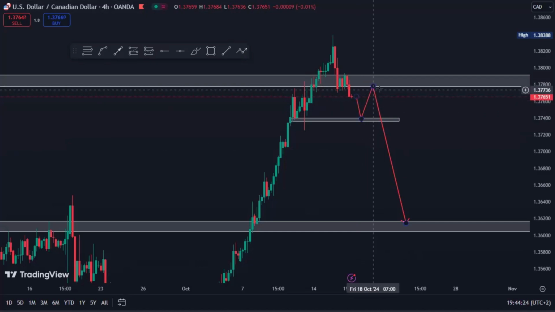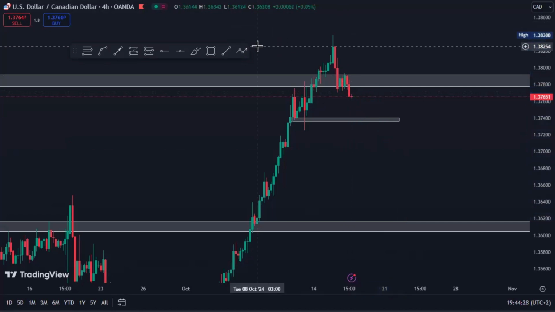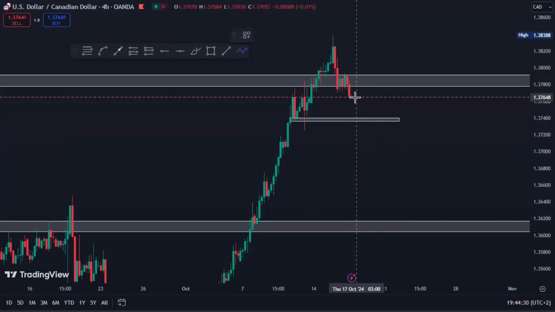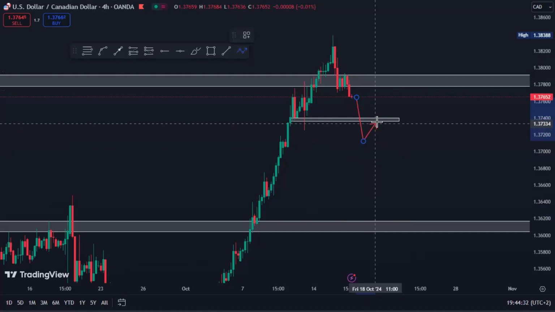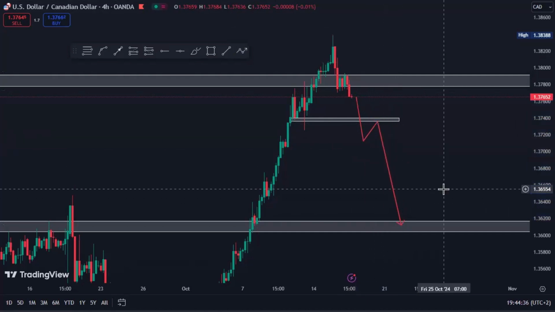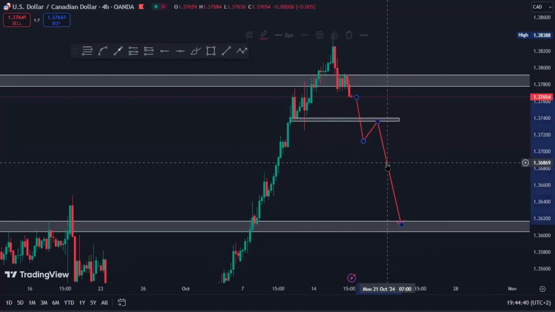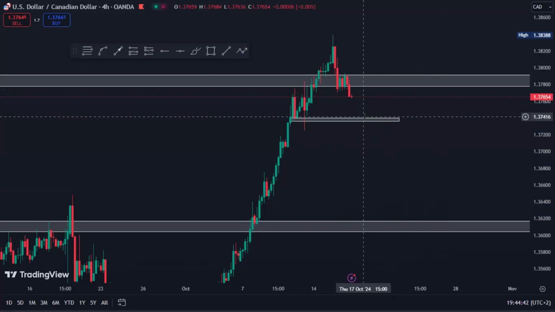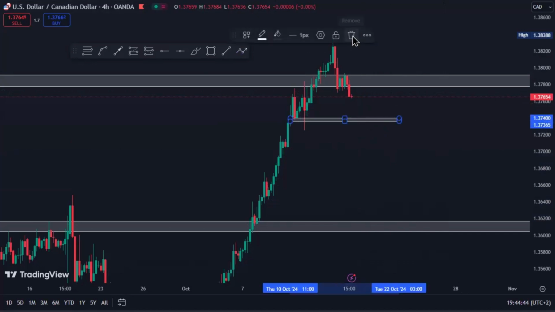We can sell the market in this area, or we can sell when the market breaks the strong zone here, then retests it, and then we push down. These are the two areas where we can sell the market. Let's go to H4, to H1, and see if we have another one.